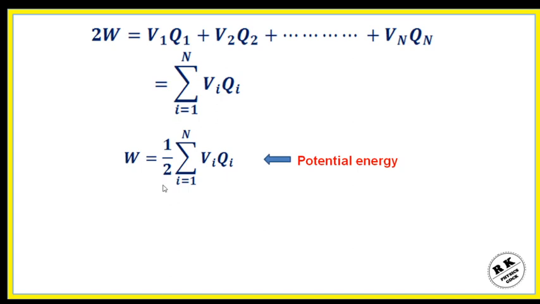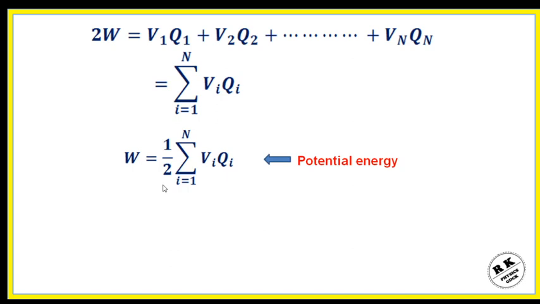If we take just 3 charges, for our simplicity, we will do it at the end in question and answers. If we take only 3 charges, it will be simply W is equal to half of V1 Q1 plus V2 Q2 plus V3 Q3. It can be expressed in a different fashion. So let us see how it will be at the end.